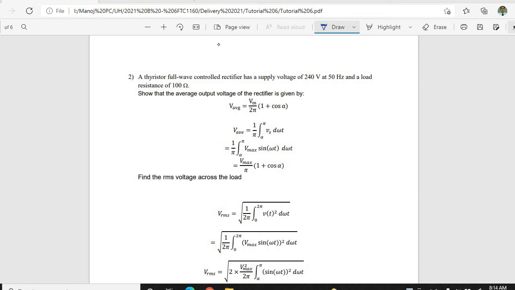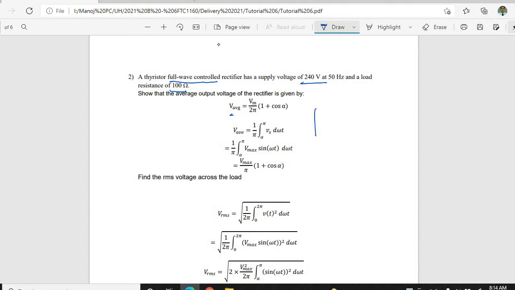Question number 2. We'll consider the same supply and the resistive load for a full wave controlled rectifier. Controlled means there's a gate signal. Show that the average output voltage of the rectifier is given by Vm over 2π times (1 + cos α).